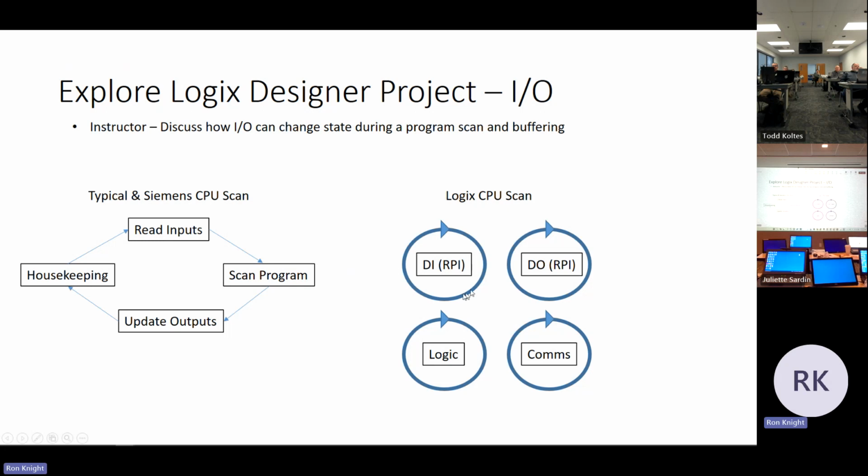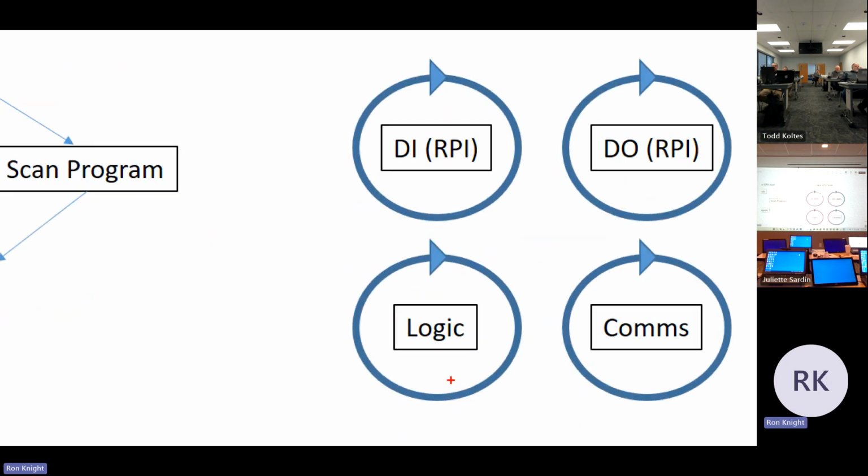Logix doesn't scan that way. Digital inputs are updated at an RPI, or requested packet interval. DOs do the same. Logic is scanning asynchronously. Communications are happening asynchronously. So you could have a digital input that's on right here in your logic and off down here in your logic. And if that's a problem, if it causes you issues with your logic, then you need to buffer IO.